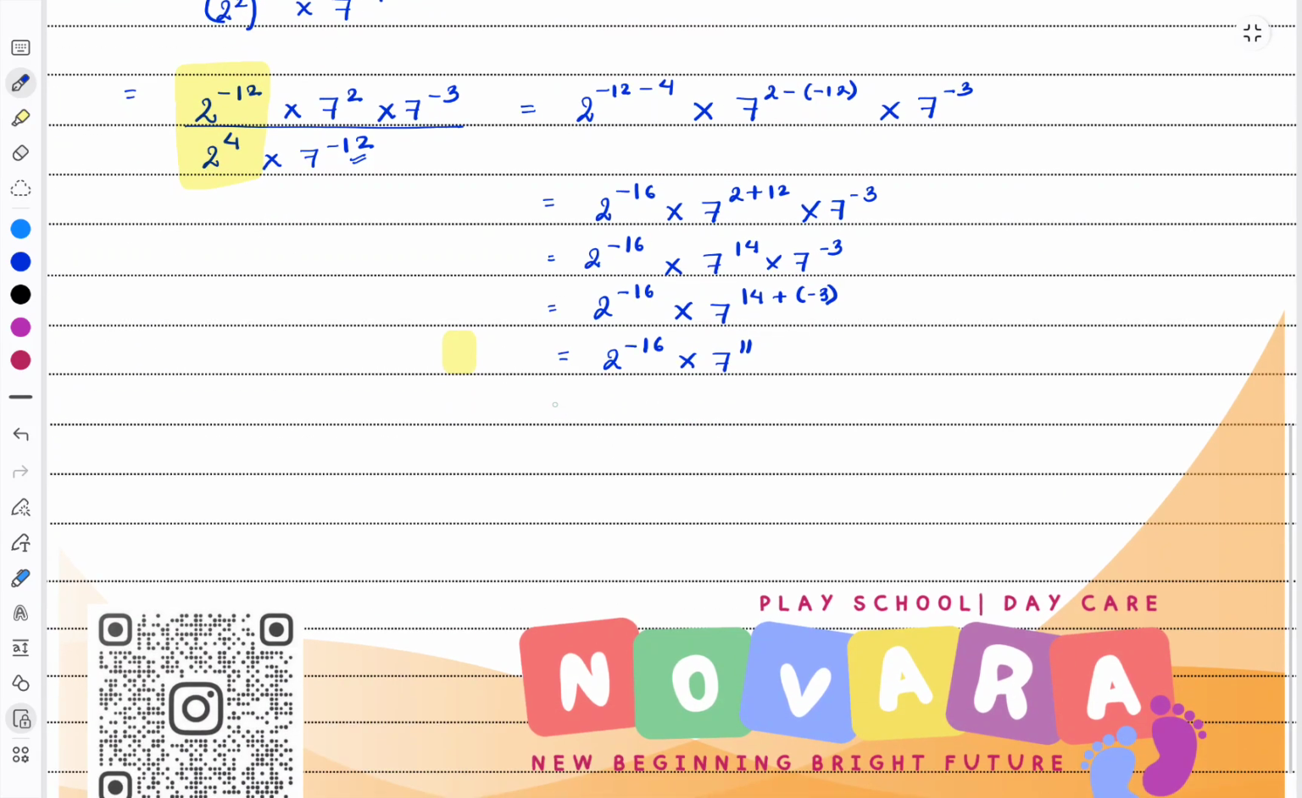Now we are using the negative exponent rule. So 2 to the power minus 16 we can write as 1 upon 2 to the power 16. So here the answer is 7 to the power 11 upon 2 to the power 16.